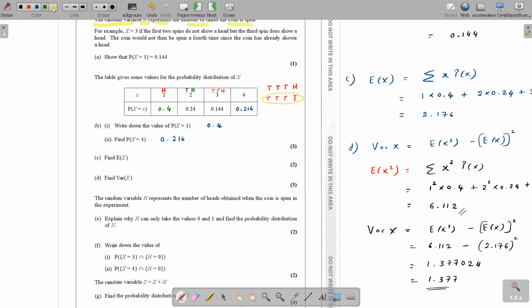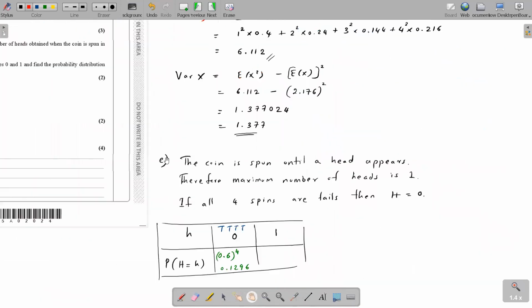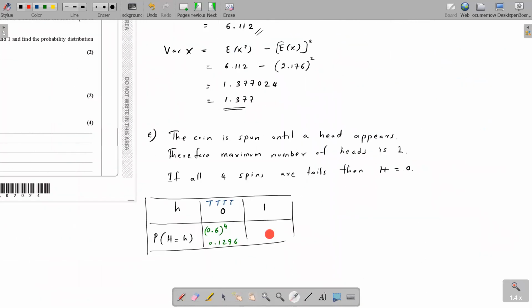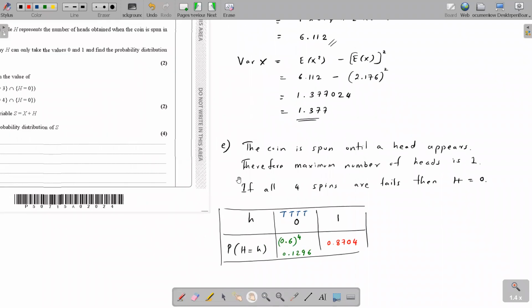Like there are 4 branches. Do you see? If you do it manually, 1, 2, 3, 4 branches to add when H is 1. Understood? So don't do it manually. The best thing is, you found H equals 0, just do 1 minus that. That's the smart thing to do. What is the answer? 0.8704. Okay, and then let's move to the next one.